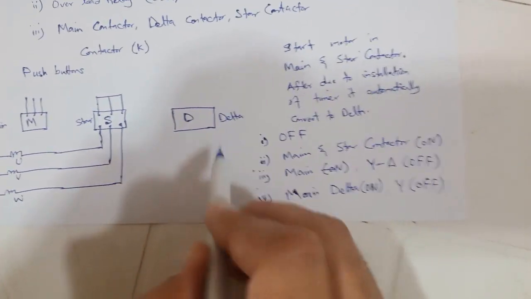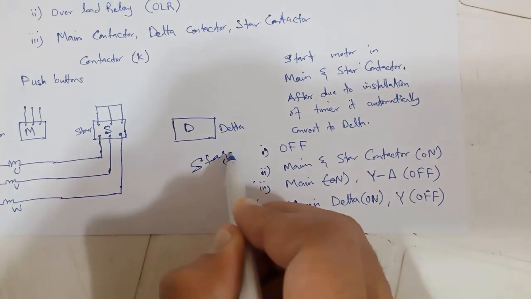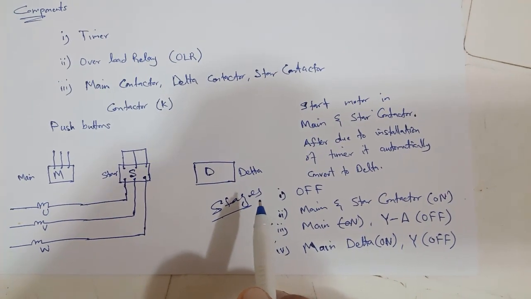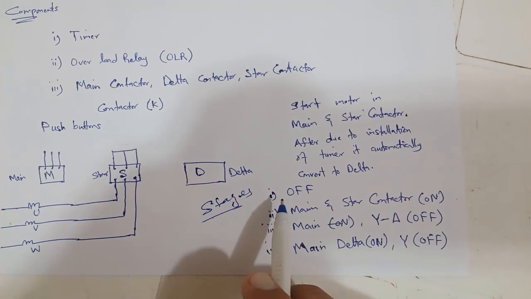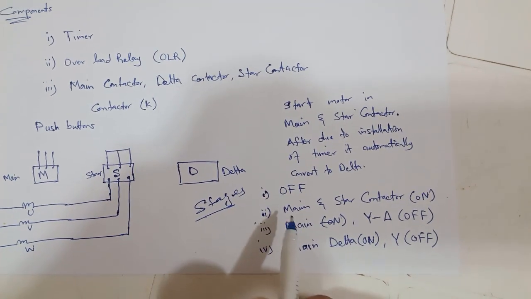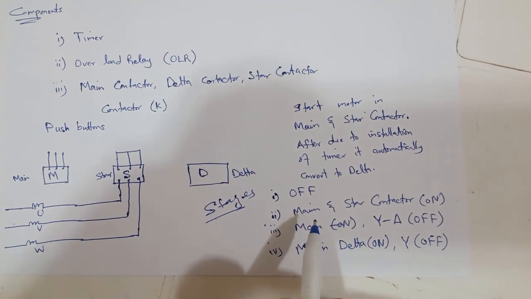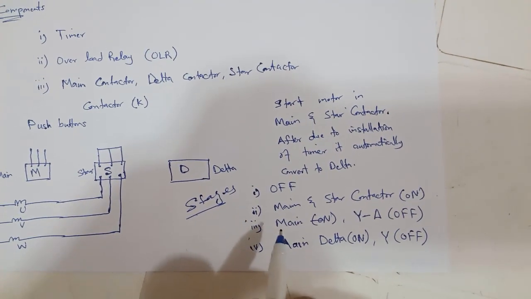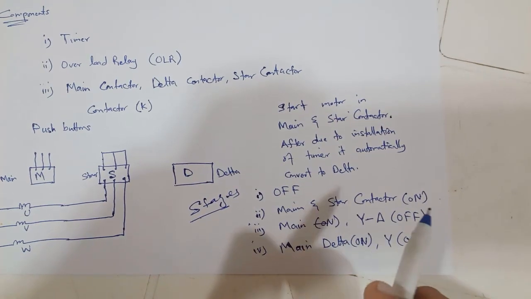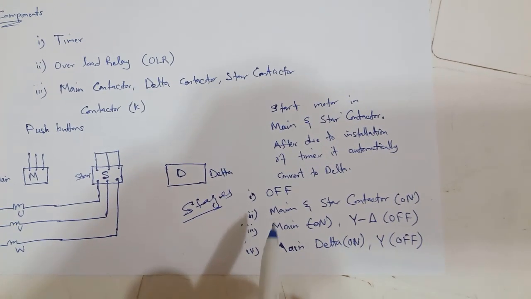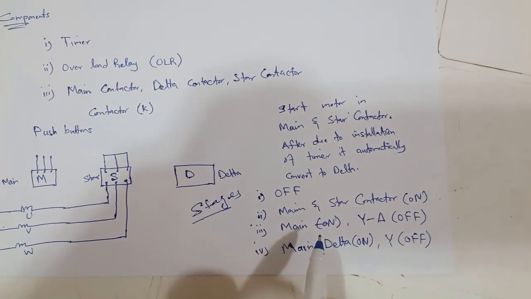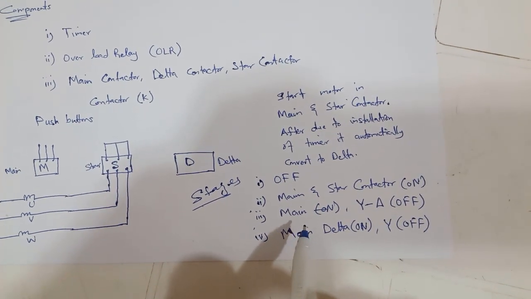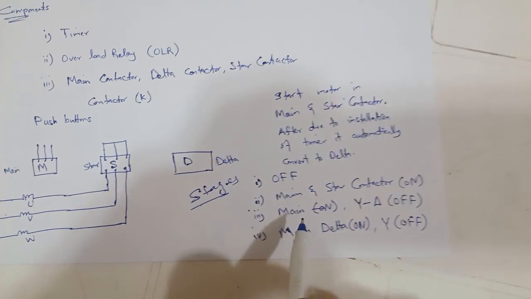We have different stages. As we know, we have different stages in the star delta starter. In the start, our star delta starter is off. In the second stage, main will be on and star contactor will be on. In the third stage, main will be on and star and delta will be off. In the fourth stage, main and delta will be on and star will be off. This is the final stage where the motor will continuously run in delta connection.